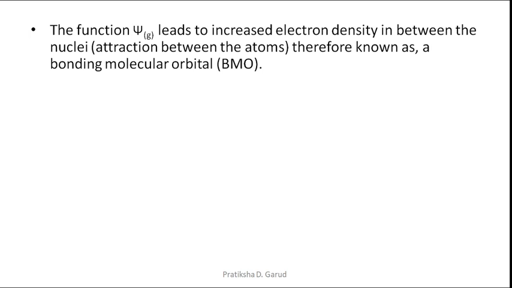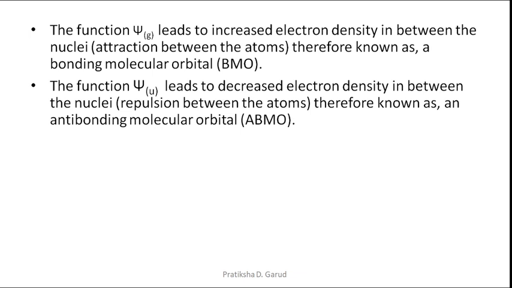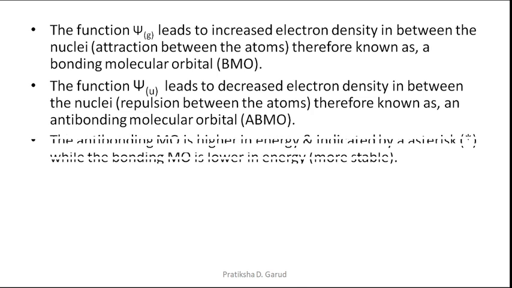Psi g is known as the bonding molecular orbital due to increased electron density, whereas the function psi u leads to decreased electron density. Why decreased electron density? Because it has the opposite sign. Decreased electron density in between the nuclei occurs due to the repulsion between the atoms. Therefore, it is known as the antibonding molecular orbital. Psi g is the bonding molecular orbital and psi u is the antibonding molecular orbital.